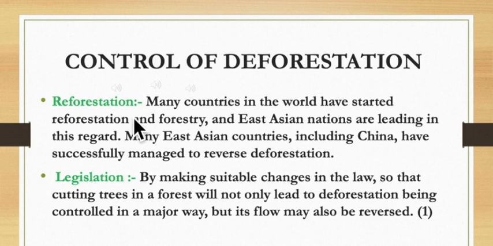Many countries in the world have started reforestation and forestry, and East Asian nations are leading in this regard. Many East Asian countries, including China, have successfully managed to reverse deforestation. Secondly, legislation. It means making suitable changes in the law so that cutting down trees in a forest will not only be controlled in a major way, but its flow can also be reversed.